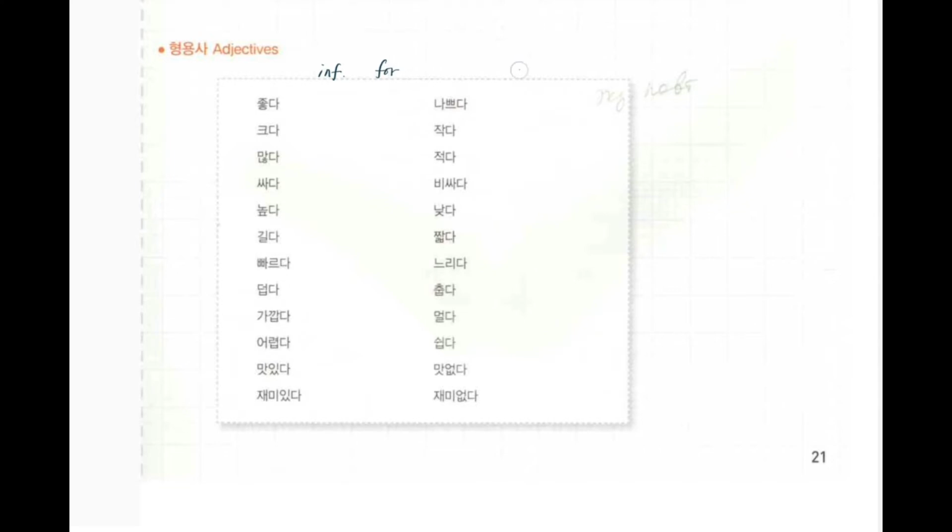자, 좋다. Here, informal polite ending, formal polite ending. 같이 합시다. 자, 좋다. 좋아요. How about formal? 좋습니다. 됐어요. Done. 자, 나쁘다 갑시다. 나쁘다. Informal polite ending. 나빠요. How about formal? 나쁩니다.